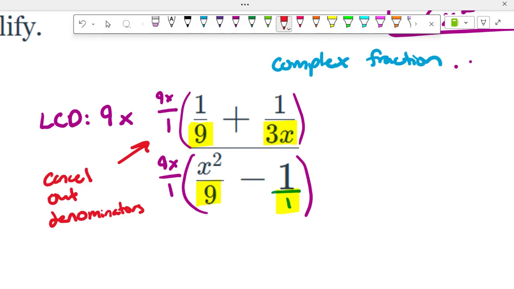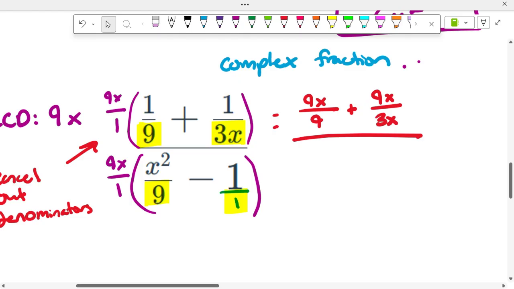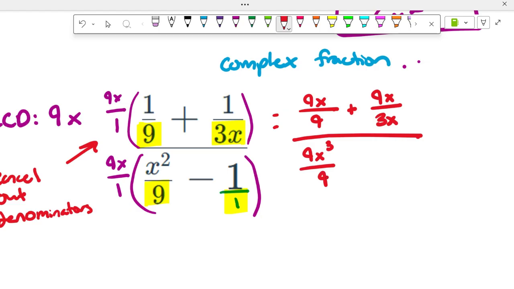So if I multiply that across, what's 9x times 1? So 9x over 9, because 1 times 9, plus 9x times 1 is 9x. 1 times 3x is 3x. Still all over. What's 9x times x squared? 9x cubed. 1 times 9? 9 minus 9x, because it's just 1 over 1.